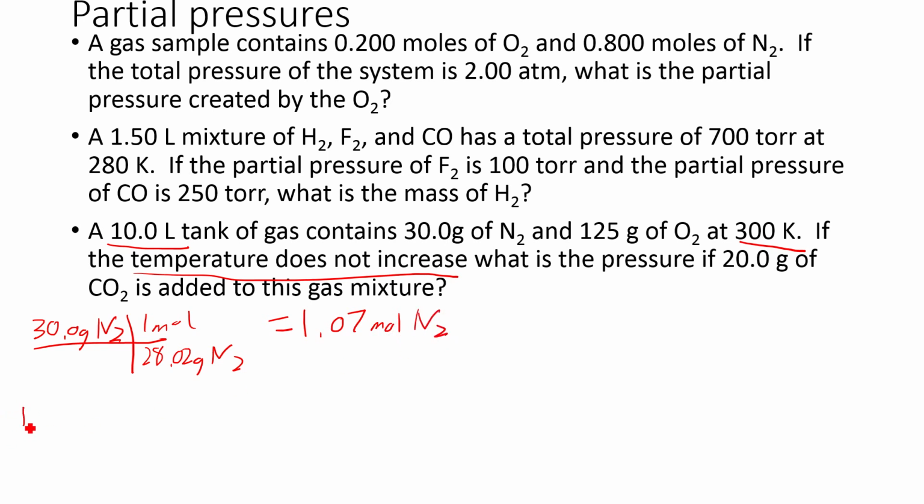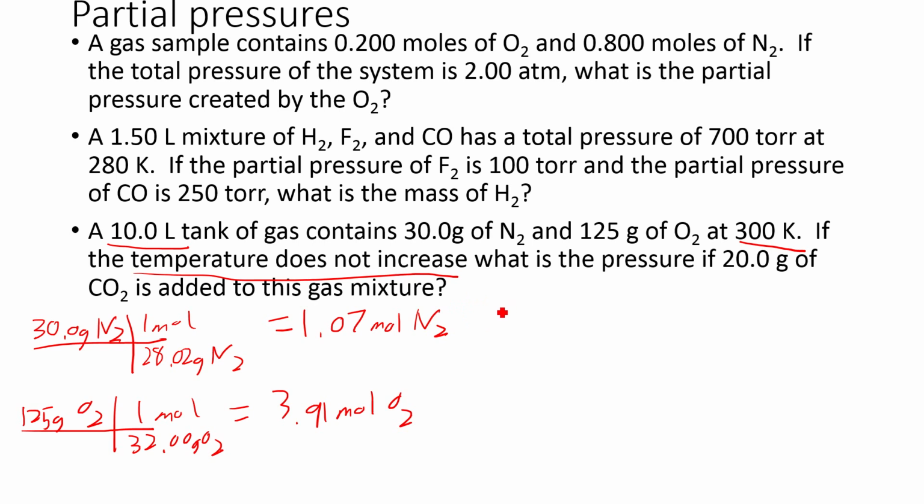So we have 125 grams of oxygen. We know that for every 32 grams of O2, there's 1 mole. So 125 divided by 32. This is going to give us that we have 3.91 moles of oxygen.